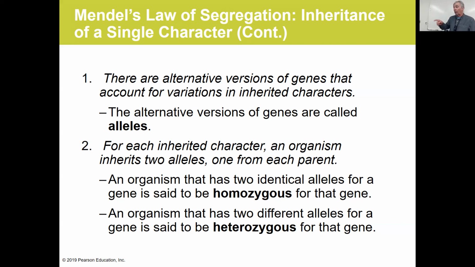Okay, alleles. For every inherent character, an organism inherits two alleles, one from each parent. So the parent has two alleles for flower color, but there's only one of those alleles in the egg or the sperm. Everybody has two alleles for this character, one from each parent. If an organism has two identical alleles for a gene, it's said to be homozygous for that gene, at the gene locus. You're homozygous if both your parents give you the same allele. If you get two different alleles, one from each parent, then you are heterozygous at that gene locus.